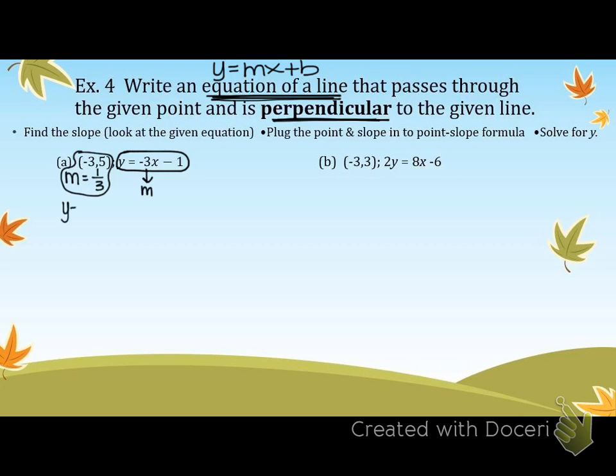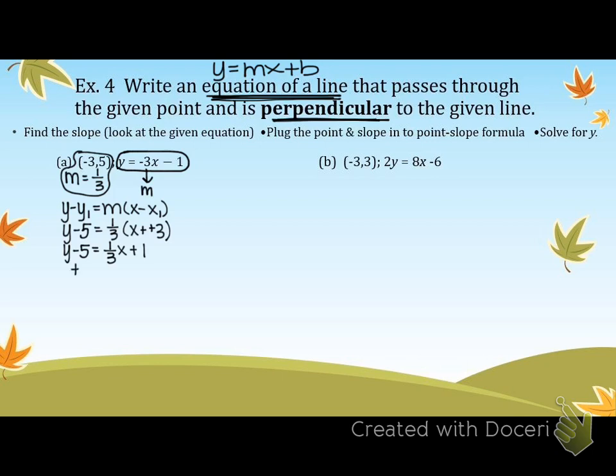Say it with me. y minus y sub 1 equals m times x minus x sub 1. So y minus 5 equals 1/3 times x minus -3. We see that double negative. And now we do what? Distribute. Timothy, y minus 5 equals, what do we get when we distribute? One-third x plus 1. All right, and how do we finish this one?